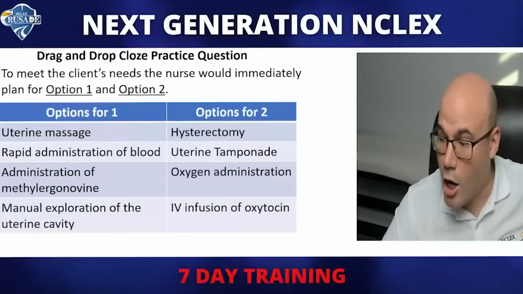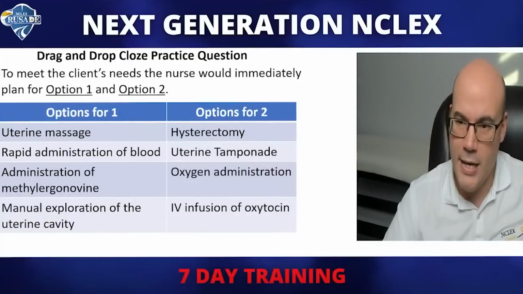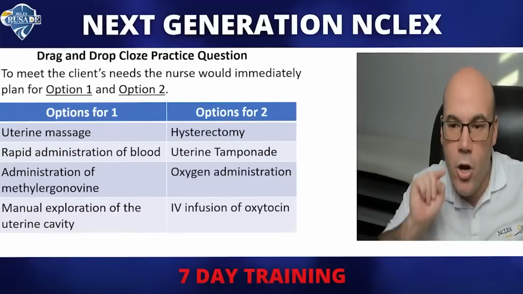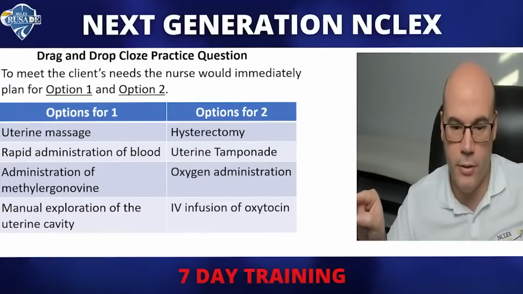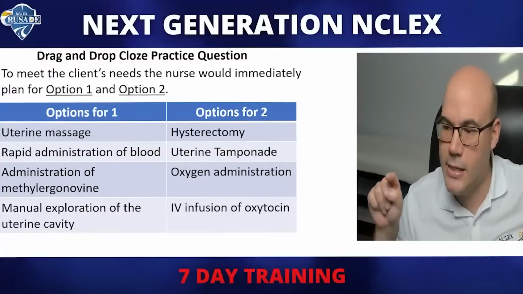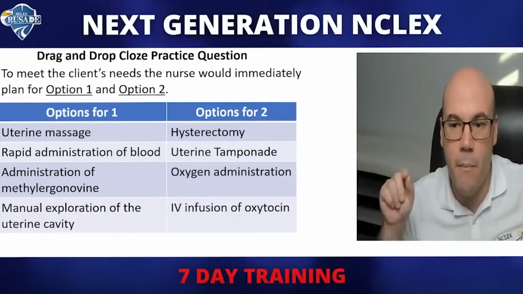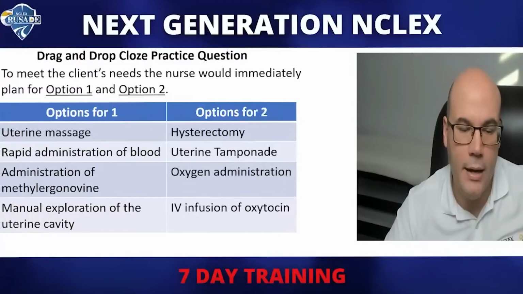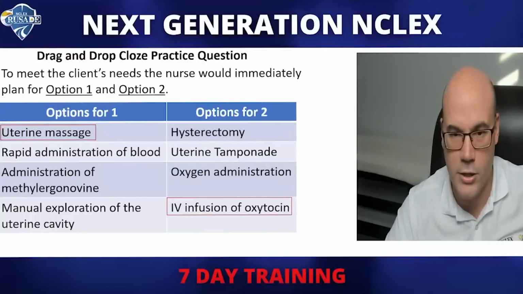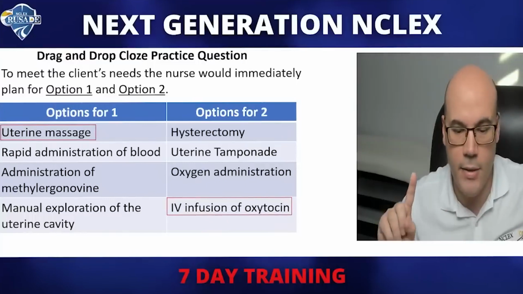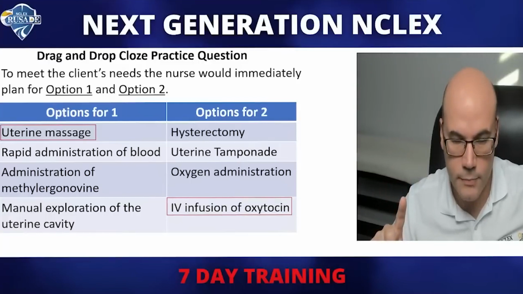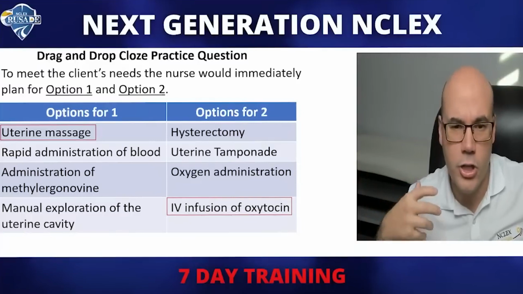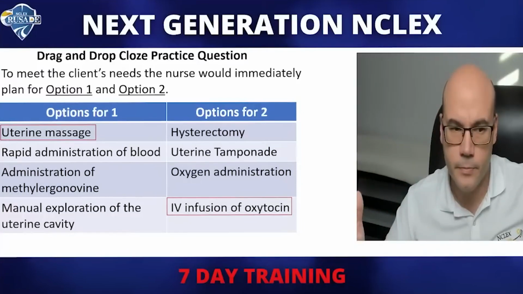So yes, oxygen administration is a priority according to Maslow, but it's not the priority in this situation, because the problem here is not oxygen. The problem here is bleeding. So the correct answer will be IV infusion of oxytocin, not the administration of oxygen. You see the importance of really understanding the clinical scenario?